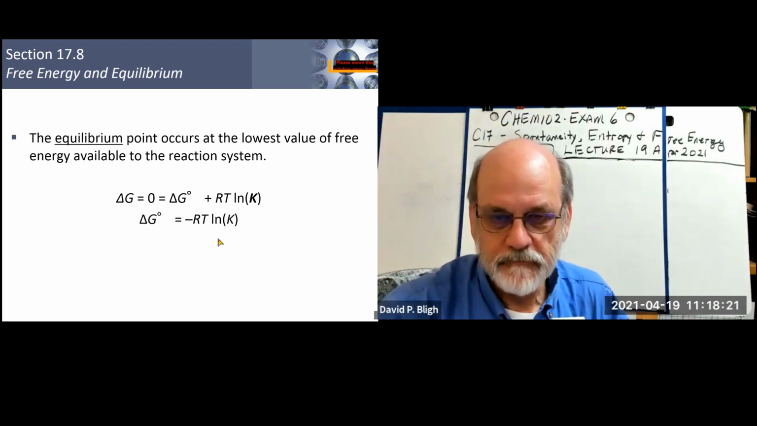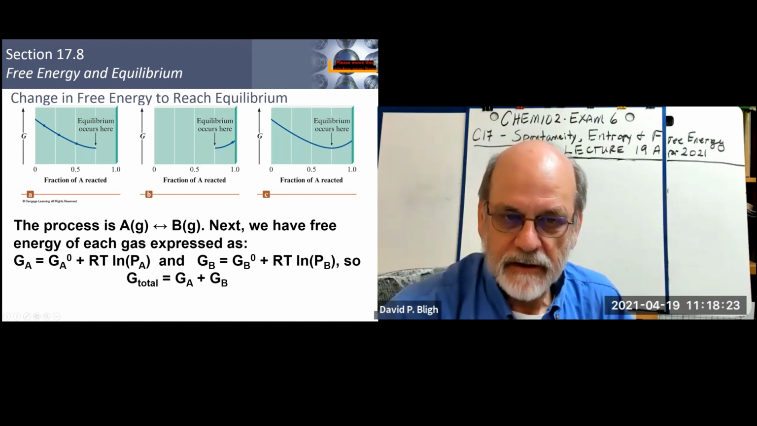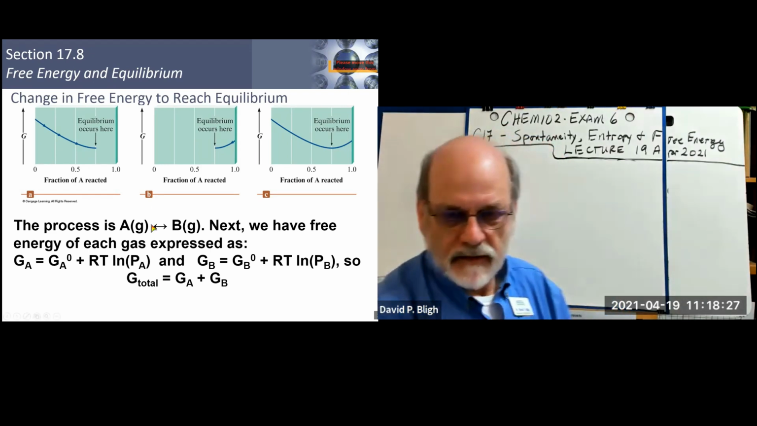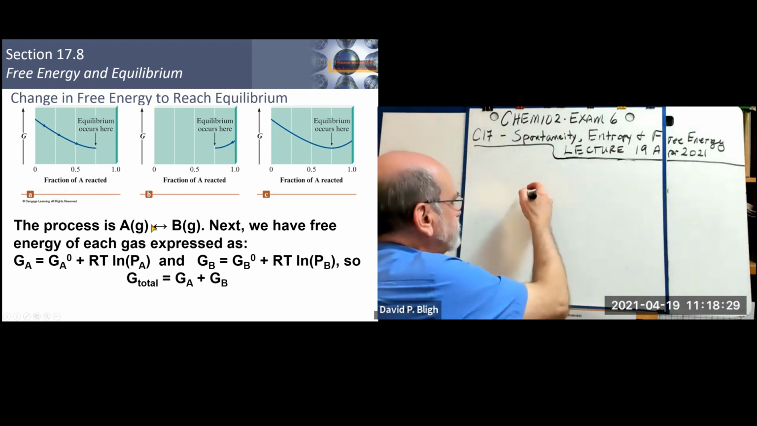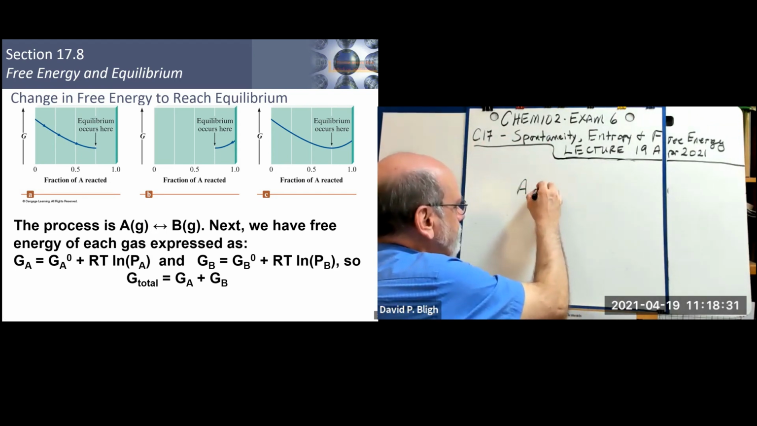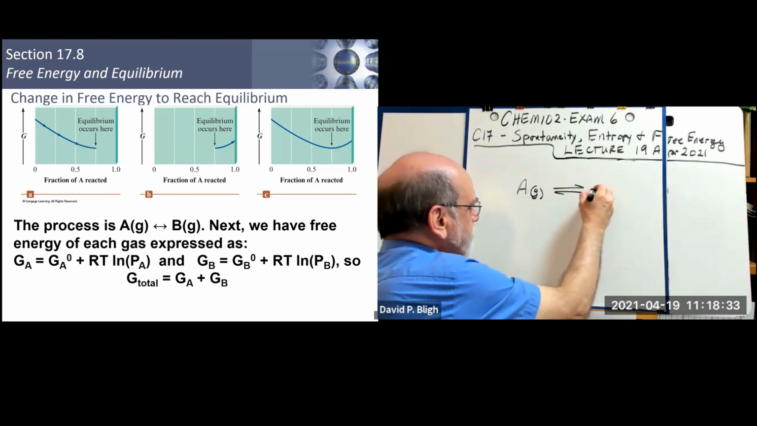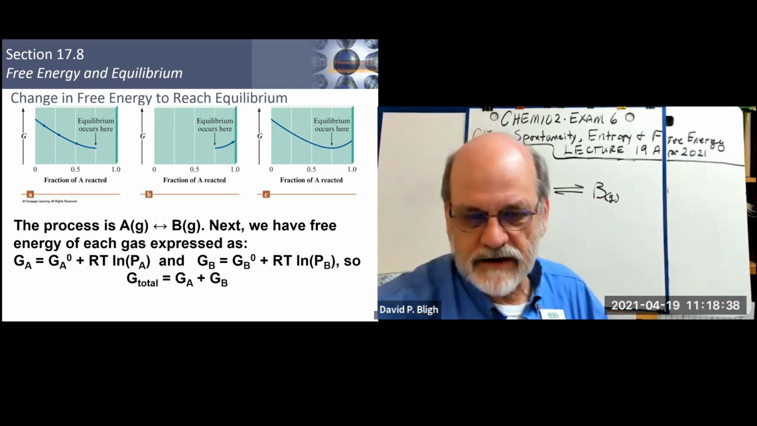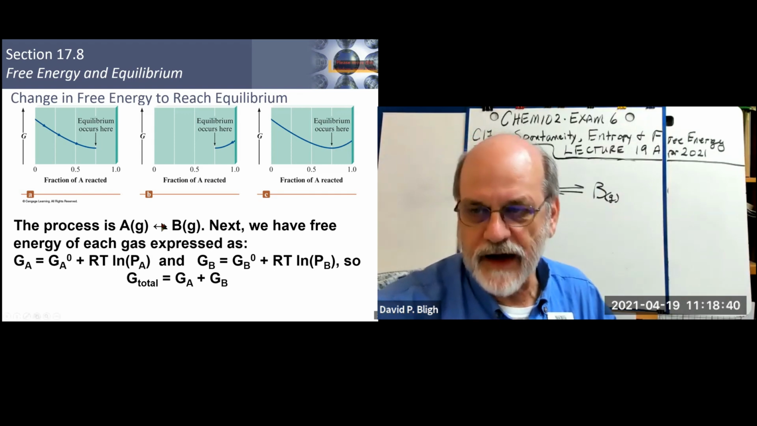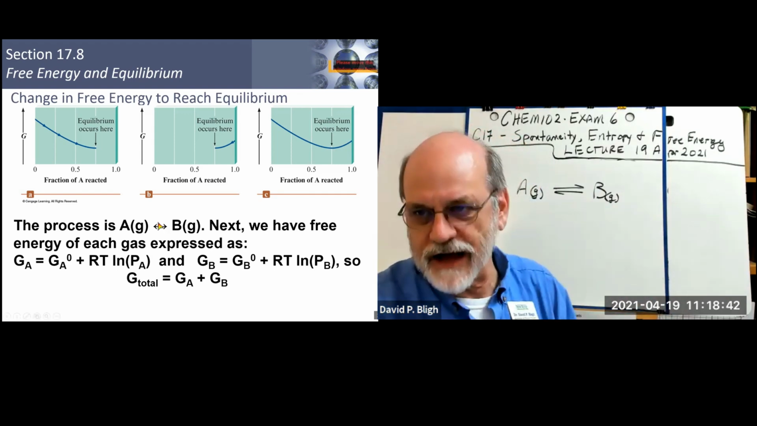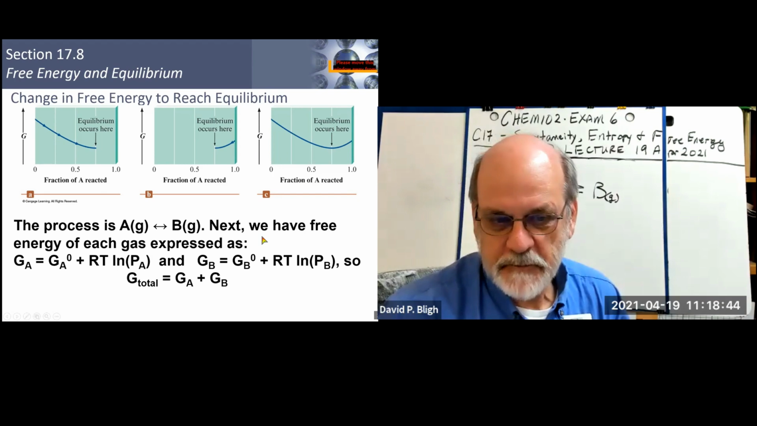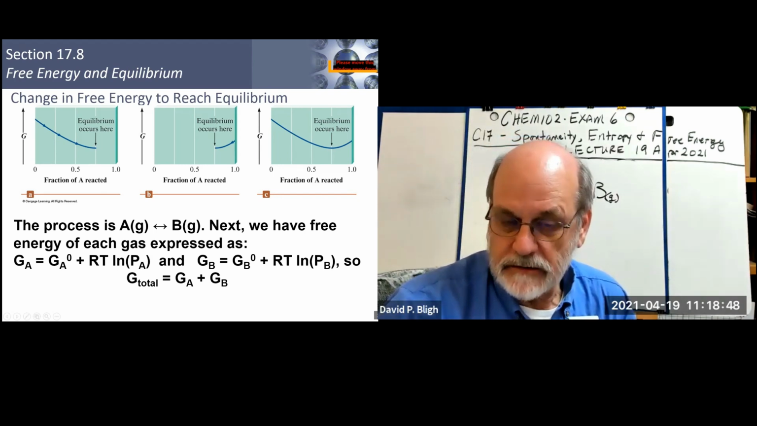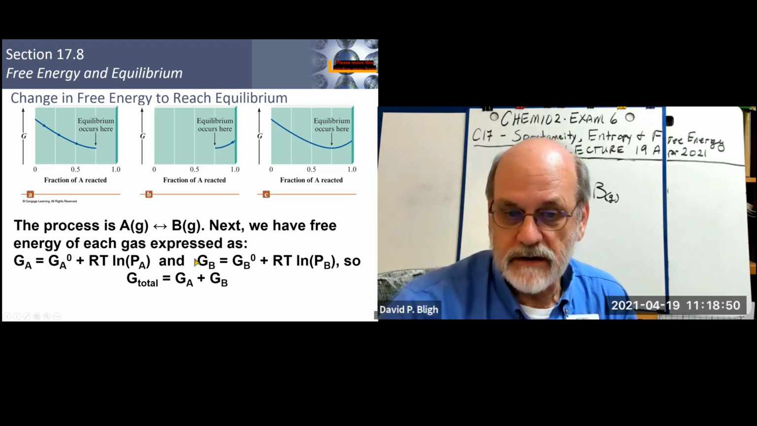All right. So let's look at this reaction. A gas yields B gas. And the only reason my double barbed arrow is that way is because I couldn't find one that looked like this, so I had to use that one. So what's the free energy of each gas? You can calculate the free energy.